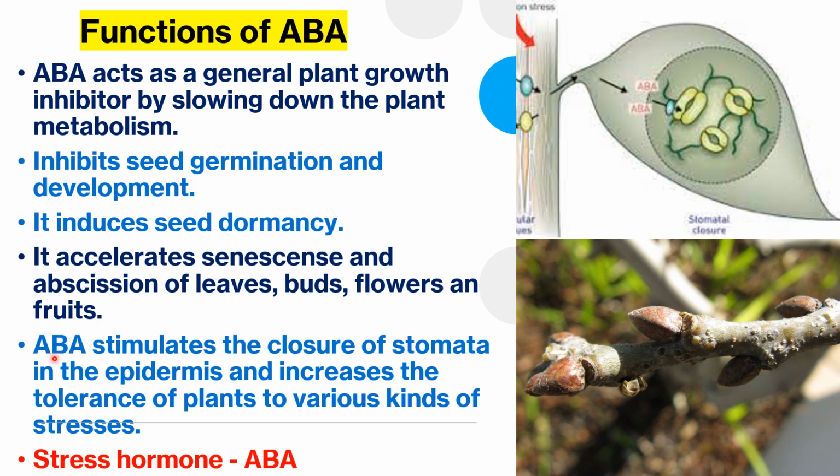Another function: ABA stimulates the closure of stomata in the epidermis and increases the tolerance of plants to various kinds of stresses in adverse climatic condition. It will help to increase the tolerance of plants. That's why we can say ABA is a stress hormone. In adverse climatic condition, extreme heat or extreme cold, which hormone will be produced? ABA. That's why we can say ABA is a growth inhibiting hormone.